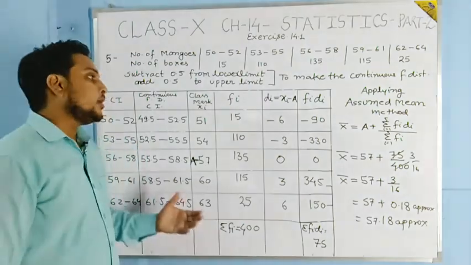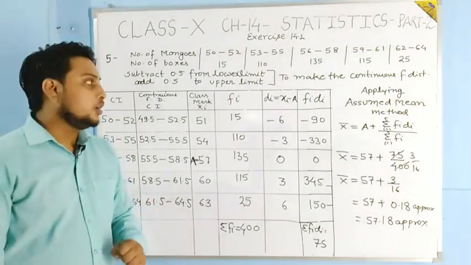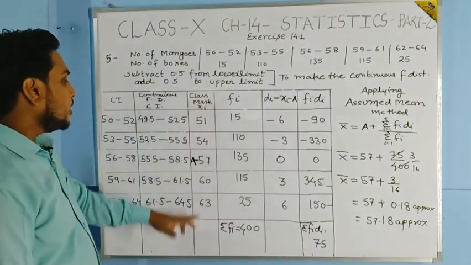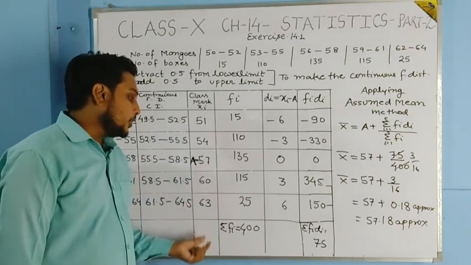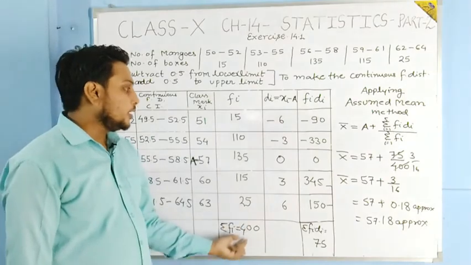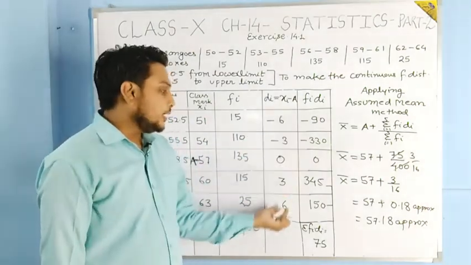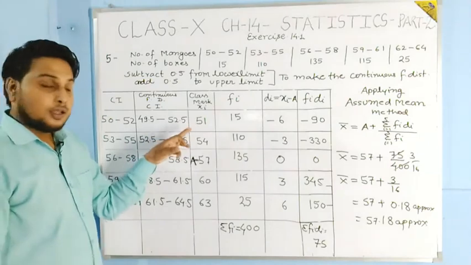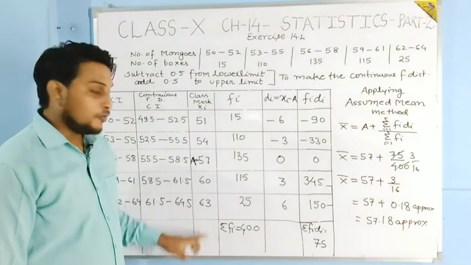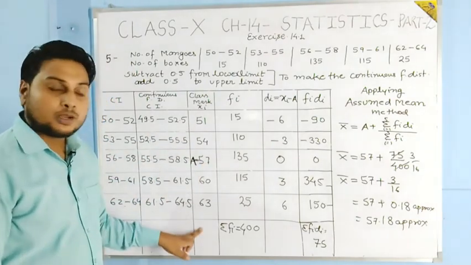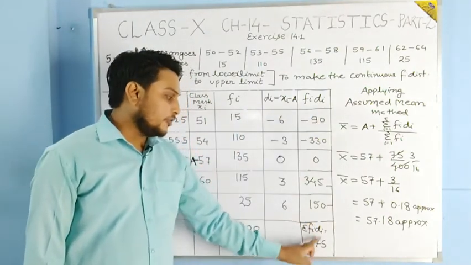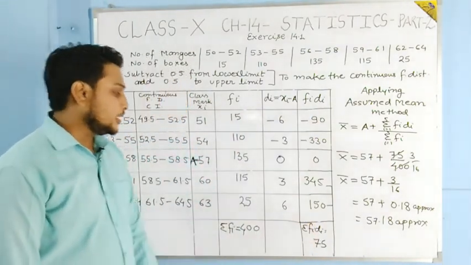After that, the same method we have applied as we did in the last part of the video for the shortcut method. Firstly we found the class mark, that is the mid value. After that, in the class marks, one value we supposed as the assumed mean, and then we wrote the frequency, and after that we found the deviation by subtracting 57 from all the xi's. After getting the value of di, we found fi di, and the sum of fi di is 75, sum of frequency is 400.